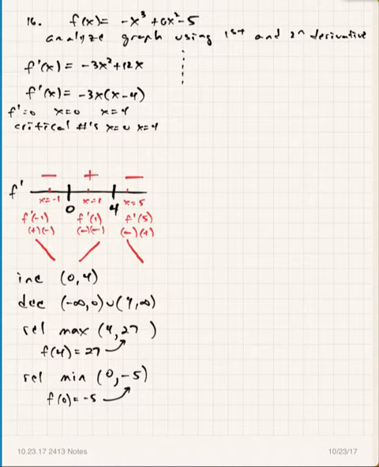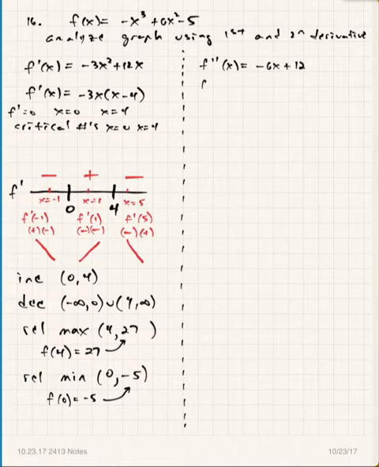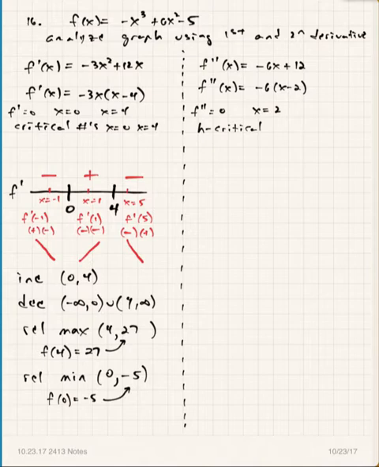All right, so now let's go to the second derivative and analyze it. So f double prime of x is negative 6x plus 12. You can factor that. Take out a common factor of negative 6, and you'll be left with x minus 2. So the second derivative is equal to 0 when x is equal to 2. And so that's my hypercritical number. Remember, we don't have to worry about the second derivative being undefined because this is a polynomial function. So these derivatives are defined everywhere. The hypercritical number here is at x equals 2.